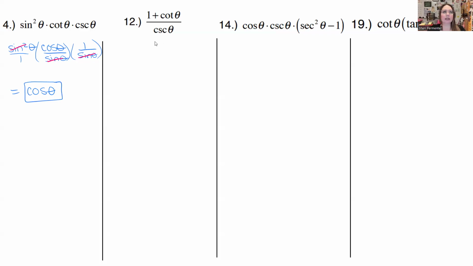Next problem, before I get ahead of myself, I can do nothing with 1 plus cotangent. It's not squared. So don't check your chart. Unless it's squared, you can't do anything. So I'm going to try and split this into 2 fractions. Sometimes that helps. So I'm going to split it into 1 over cosecant plus cotangent over cosecant.